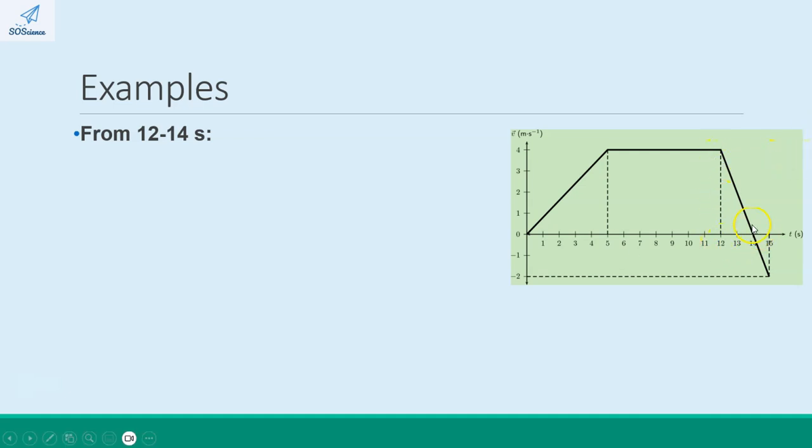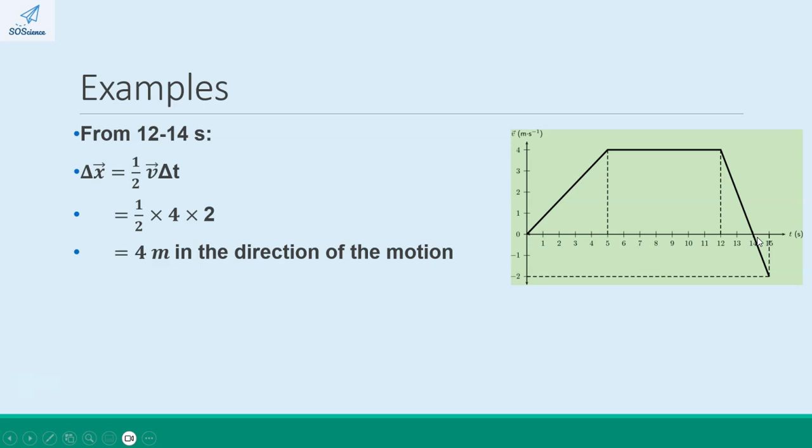From 12 to 14 seconds, we have x equals half v times t, which is half of 4 times 2, which is 4 meters in the direction of the motion.